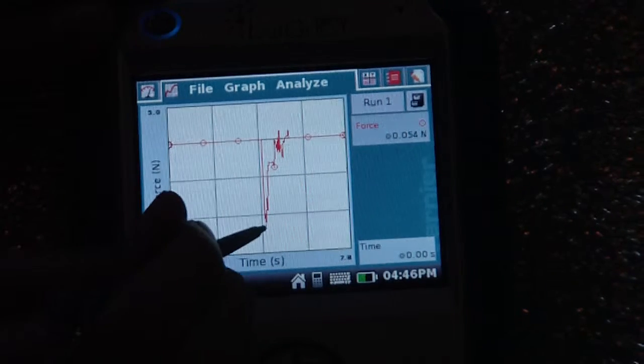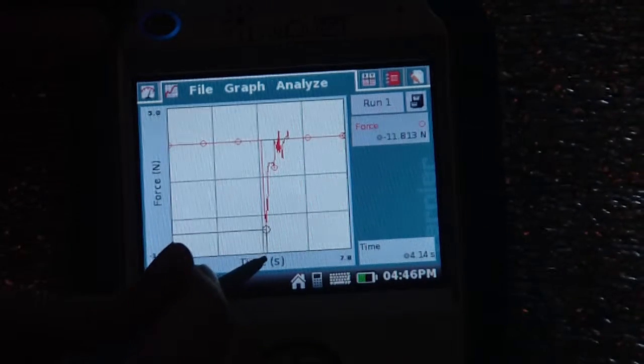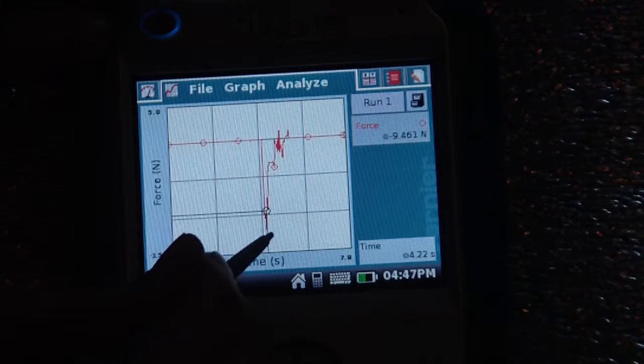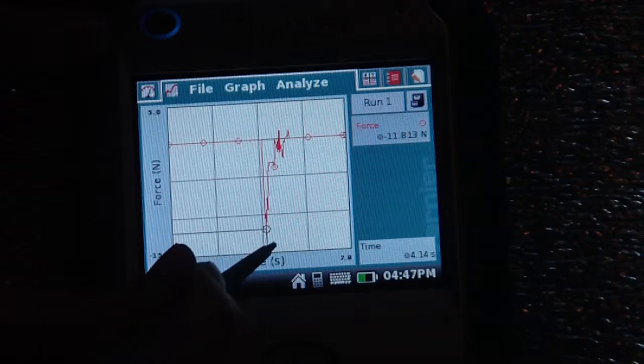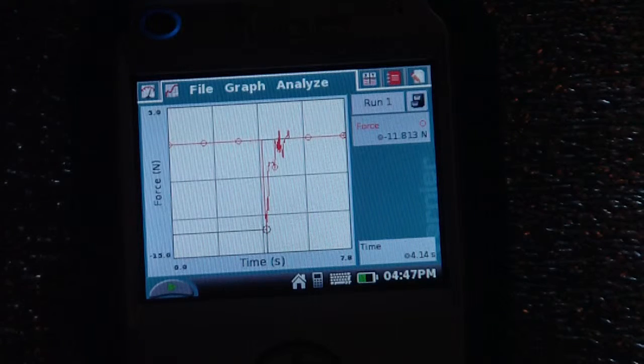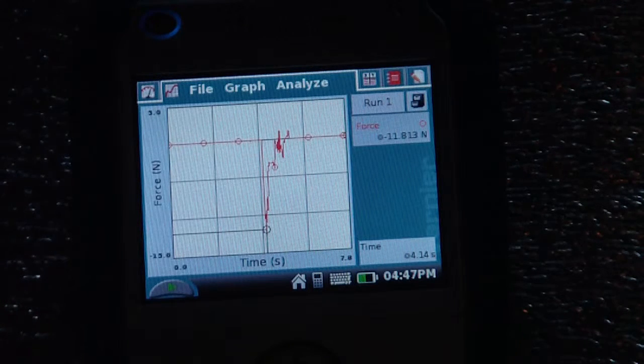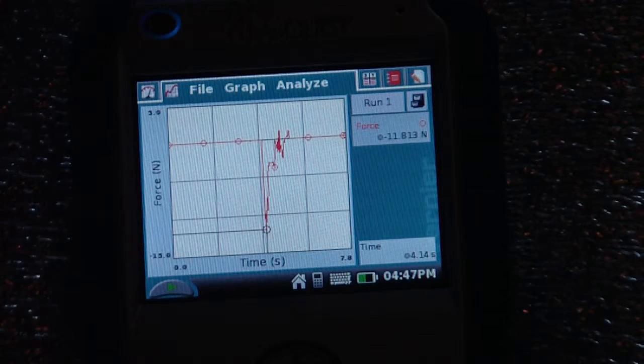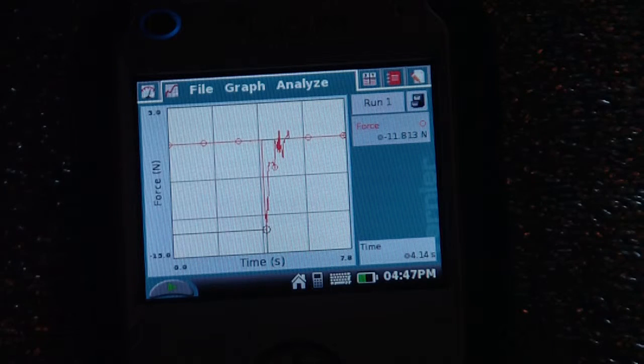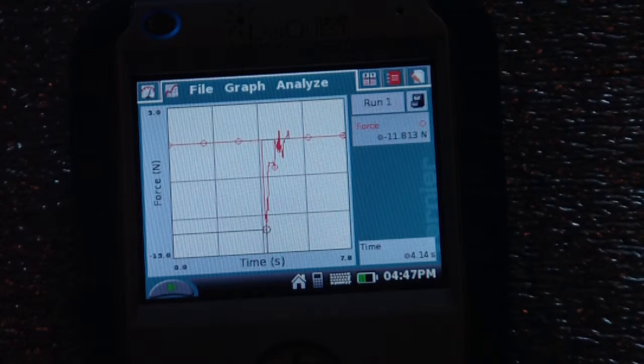So my partner will choose the lowest point on this graph right now. That's not really the lowest point. There it is. And the force was 11.813 newtons, which is still pretty high. And the last time was 0.14 seconds, which means that it was actually rather worse than before.